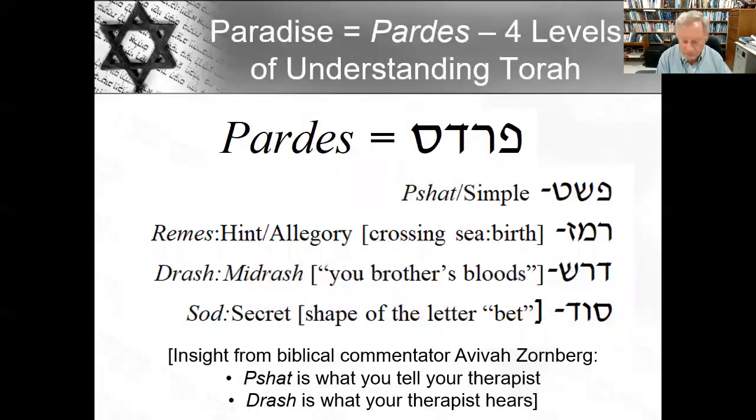Another important thing: four levels of understanding Torah. You will see this a lot. If you go to Torah study, you will see a discussion of what is called Pardes. Pardes means paradise, or it can also mean a garden. But it's an acronym to represent the four levels of interpretation of Torah. The Pei is for the word pshat, which is the simple meaning of the text.